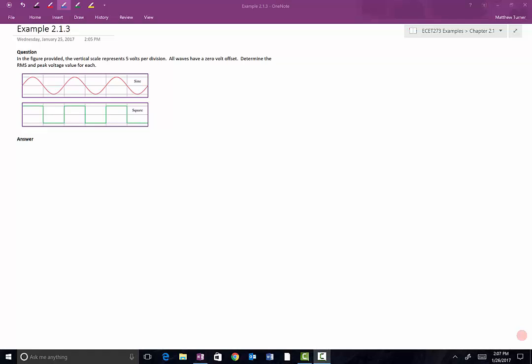Example 2.1.3, in the figure provided, the vertical scale represents 5 volts per division. All waves have a 0 volt offset. Determine the RMS and peak voltage value for each.